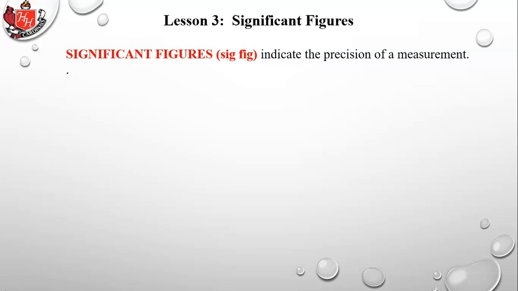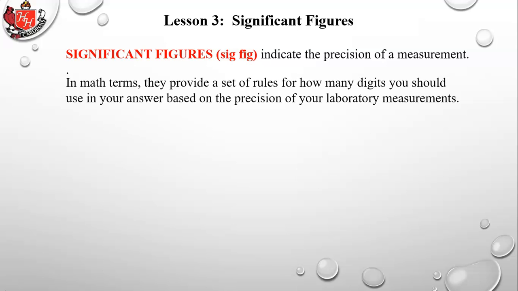So, significant figures. Significant figures, also known as sig figs, indicate the precision of a measurement. That is how closely grouped, how precise, how exactly you did the measurement. In math terms, they provide a set of rules for how many digits you should use in your answer based on the precision of your laboratory measurements.